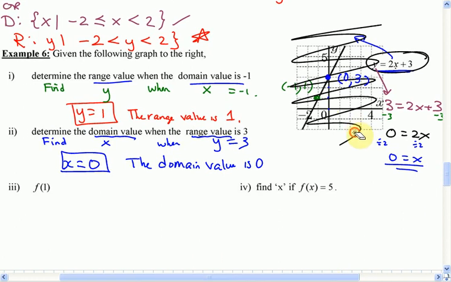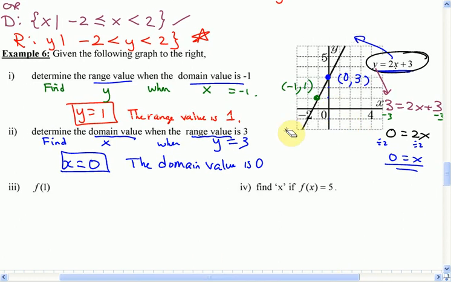Now, ladies and gentlemen, I want you to be good at doing this using the picture and also using the equation. Because sometimes you're not going to be given the picture, you just have the equation. At other times, I will just give you the picture and you don't have an equation. What does this notation represent?